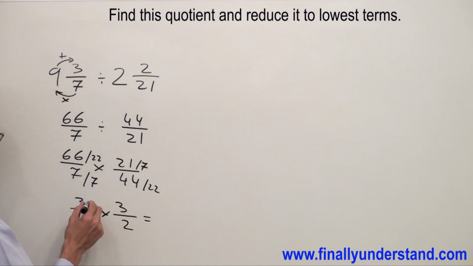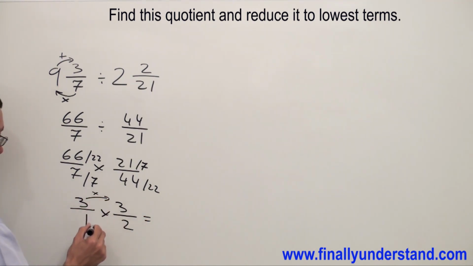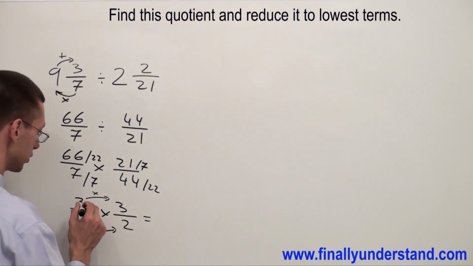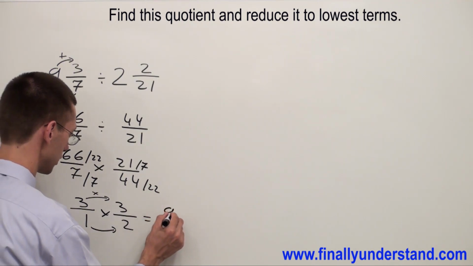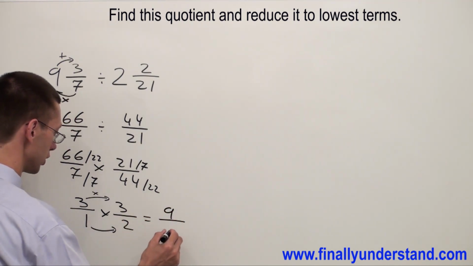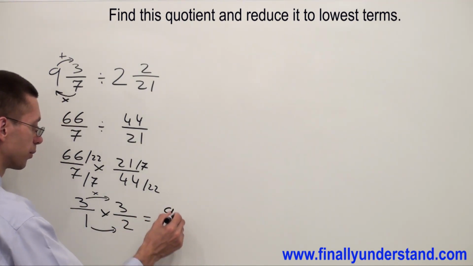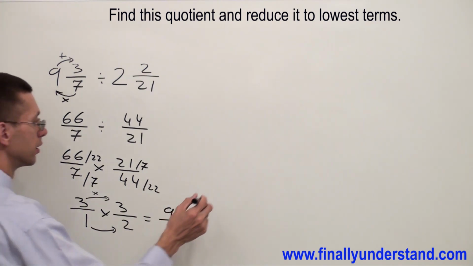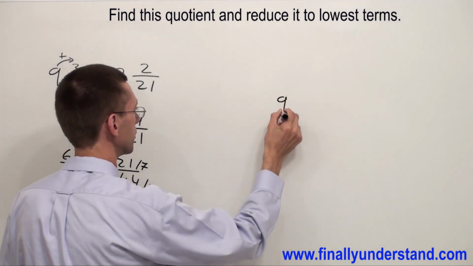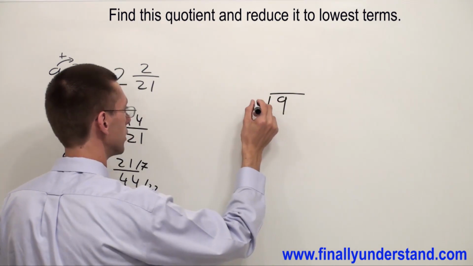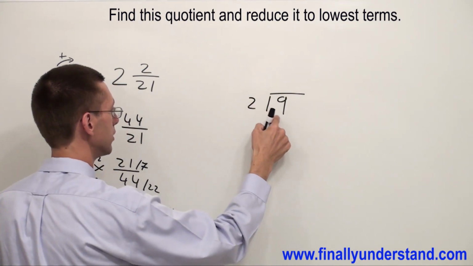Now we can perform the multiplication. Multiply numerator by numerator and denominator by denominator. So 3 times 3 is 9, and 1 times 2 is 2. This is an example of an improper fraction. Improper fraction I convert to a mixed number by simply dividing 9 by 2.